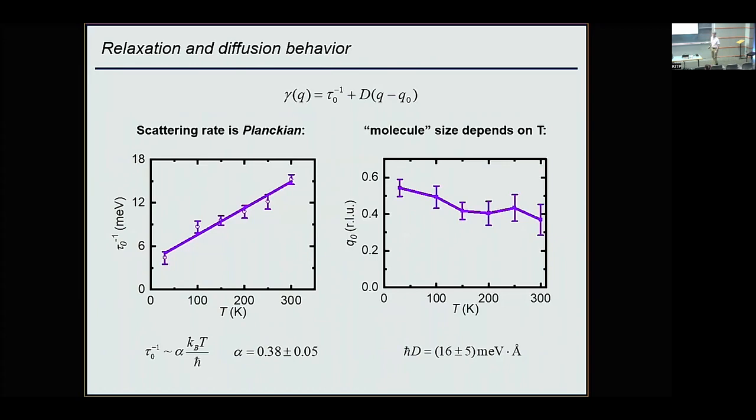And Q naught is sort of the size of whatever the blobs are. I don't know what they are. It's slightly temperature dependent too, but its size is something like 0.5 or so. It's roughly 2 lattice parameters in size. So it's like a liquid made of little blobs, 2 lattice parameters in size, that when they flow, collide off of one another, and they exhibit some Planckian dissipation and some jamming kind of physics that makes them have a minimum.